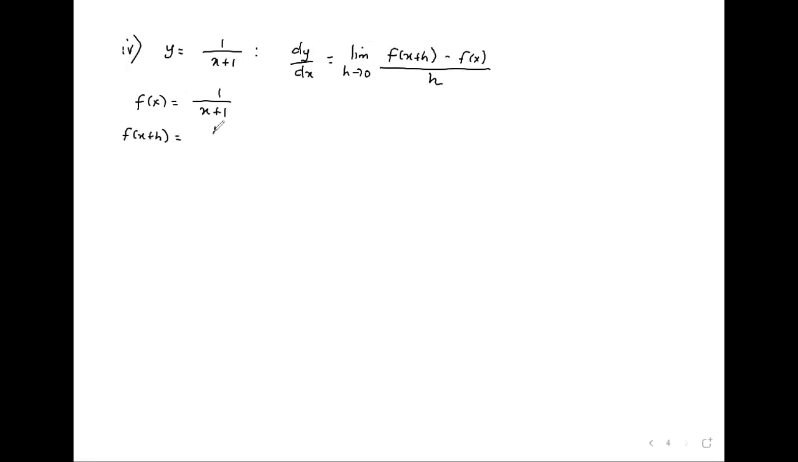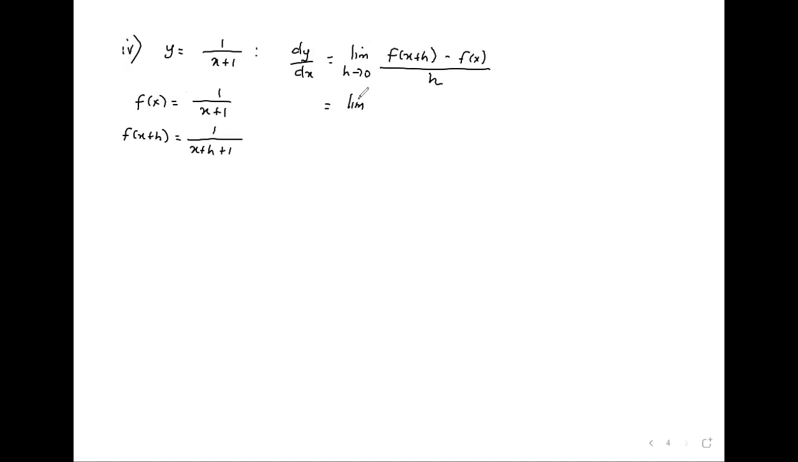y is equal to 1 over x plus 1. So we already know dy/dx can only come out through the limit if we have to use first principle: f of x plus h minus f of x over h. But f of x is assumed to be 1 over x plus 1. So f of x plus h is assumed to be x plus h plus 1. We'll go back and substitute.